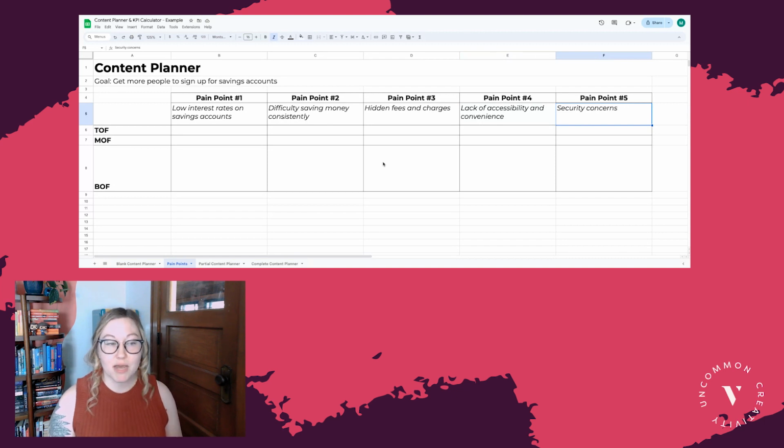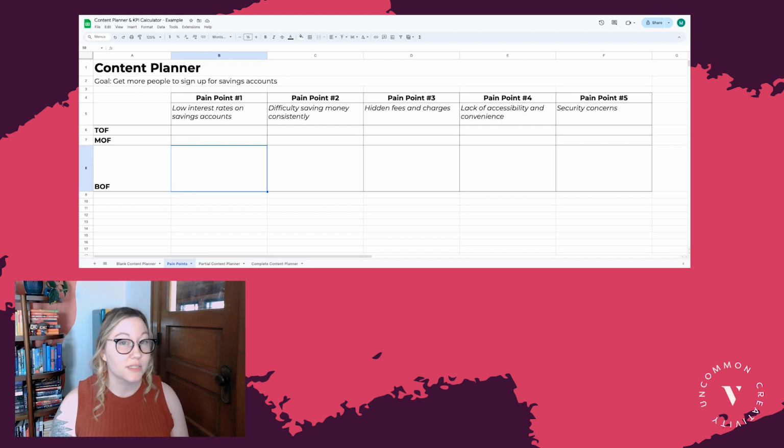So with this in mind, I need to make sure that I have content that speaks to when someone needs awareness on this topic, when they're middle of funnel and considering, and when they're bottom of funnel and they're ready to make a decision. By having a piece of content for each of those stages, I can guide them through the buyer's journey and make sure I'm speaking to where they're at in the process.